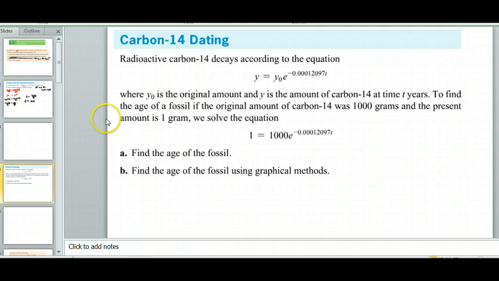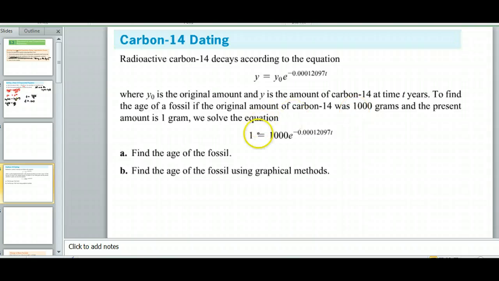Alright, one big application of this is carbon dating and just other radioactive dating techniques. So this particular problem, they give us this decay rate for this carbon-14, and the y0 represents the original amount of carbon-14 that was there, and y represents the amount of carbon-14 that's there t years later, or at present time, if y0 was years ago.